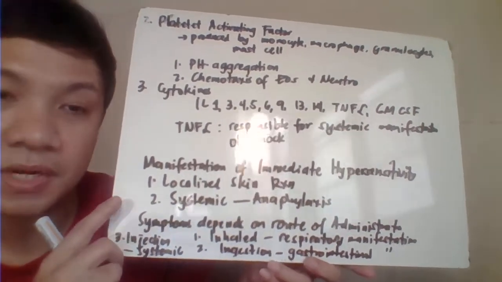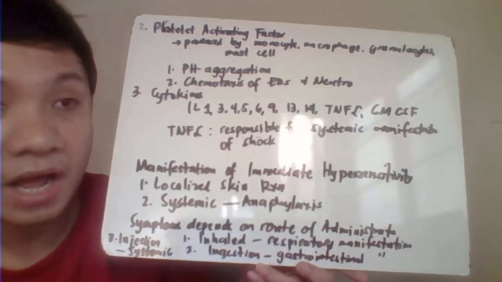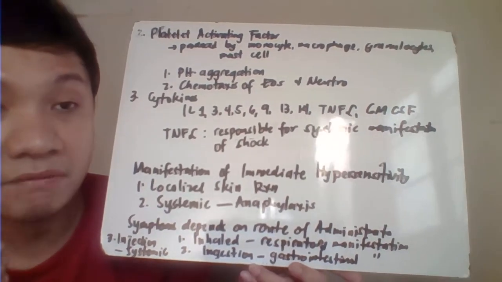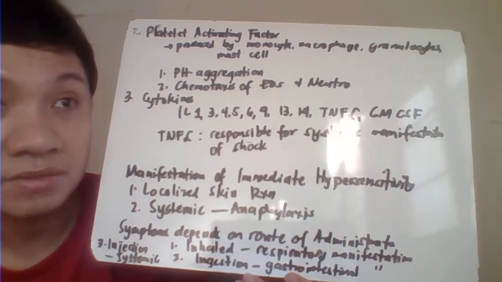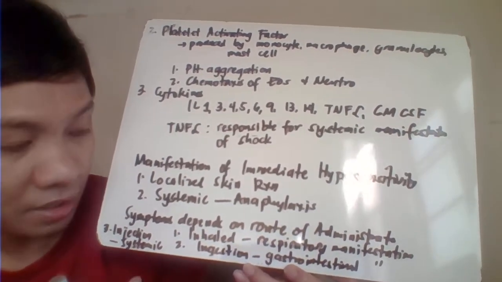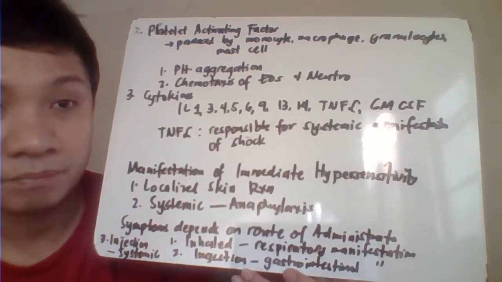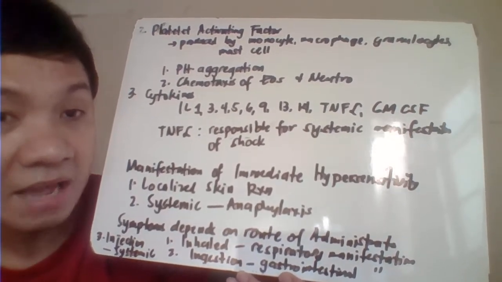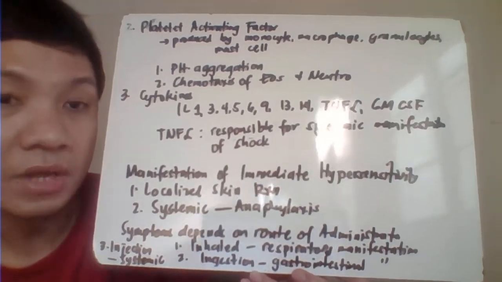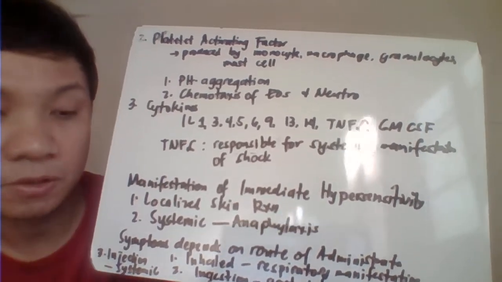The manifestation would be highly dependent on the route of administration of your allergens. If the allergen enters your body through your respiratory tract, it would have respiratory manifestations, so difficulty breathing, asthma and all. If it is taken through ingestion, you will have vomiting, diarrhea, and the like. Or if it enters your body through direct inoculation or injection, it would have a systemic manifestation.